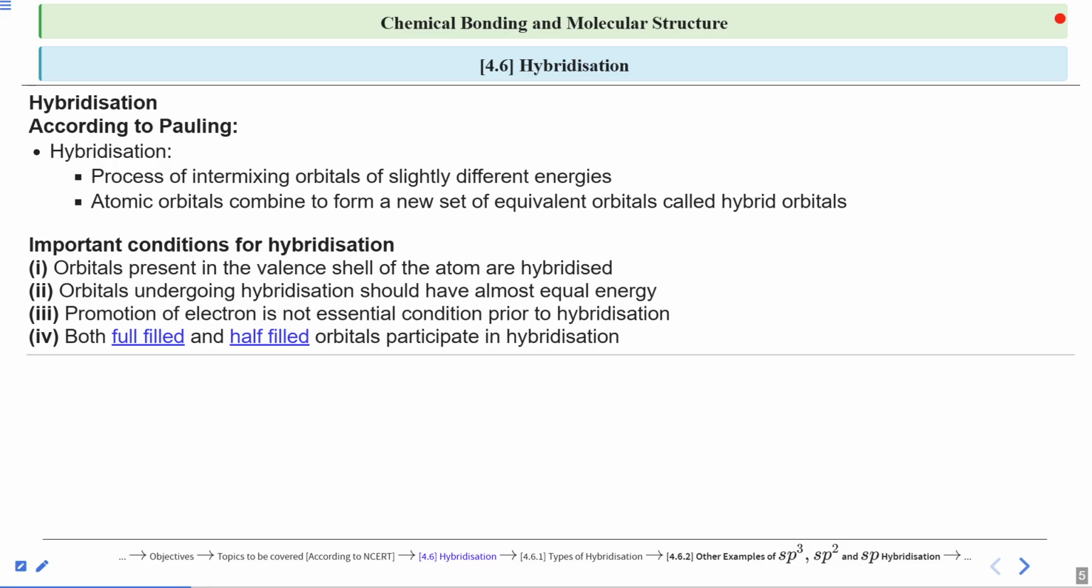So these are the 4 important conditions for hybridization. Now we will move on to the properties of hybrid orbitals, the characteristics these hybrid orbitals show, and it's very important to understand them.